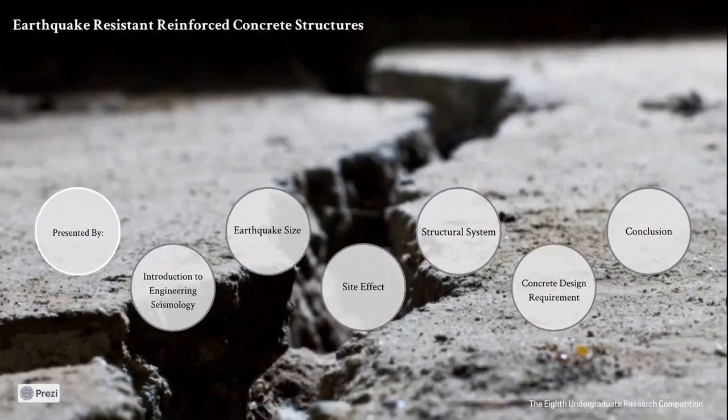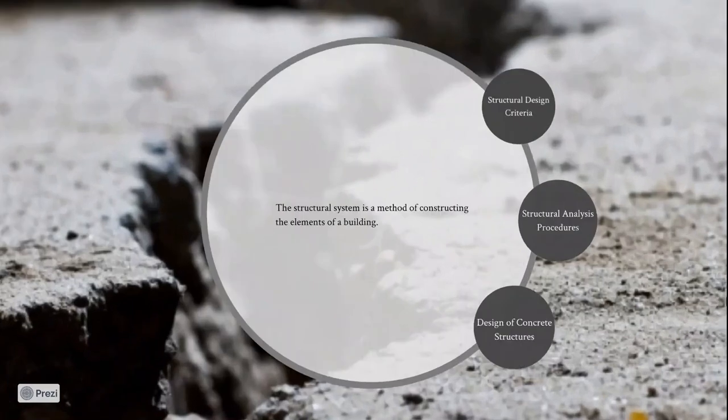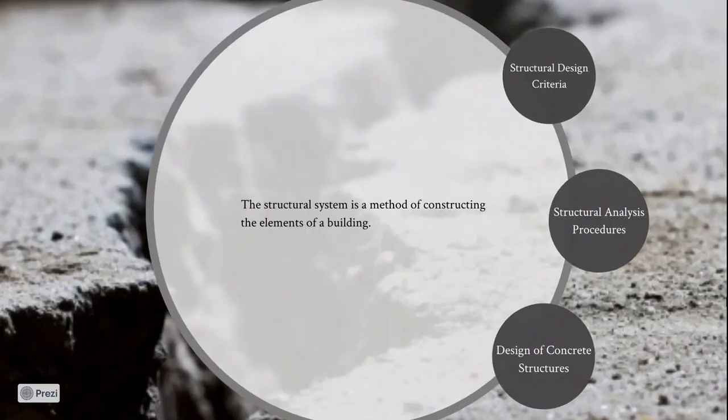Now moving to the structure system, starting with the definition. The structure system is a method of constructing the elements of a building in which they are designed and built to resist different loads, and also transfer the load safely to the foundation. Structure systems are categorized based on three different factors. Firstly, the material. Secondly, its way of resisting lateral load. And thirdly, the quality of seismic resistant design.